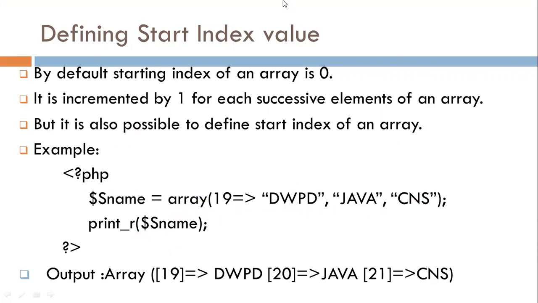But here I declared a starting index of DWPD as 19. So this function automatically takes the next successive value of 19 for Java and then again the next value for CNS. So when we print this array using the print_r function, it generates the output like this. At index 19 the subject is DWPD, then at index 20 the subject is Java, and at index 21 the subject is CNS.